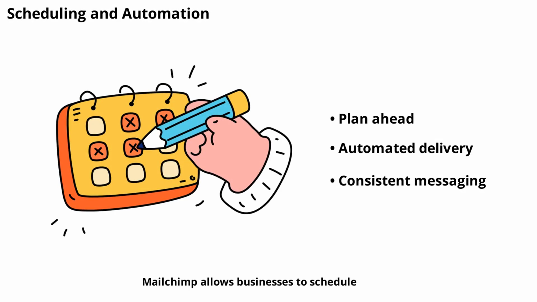Mailchimp allows businesses to schedule emails and campaigns in advance. This is especially useful for planning around holidays, product launches, or special events. Automation ensures that messages go out at the optimal time, even if you're not at your desk. Scheduling and automation help businesses stay organized and consistent in their communications.